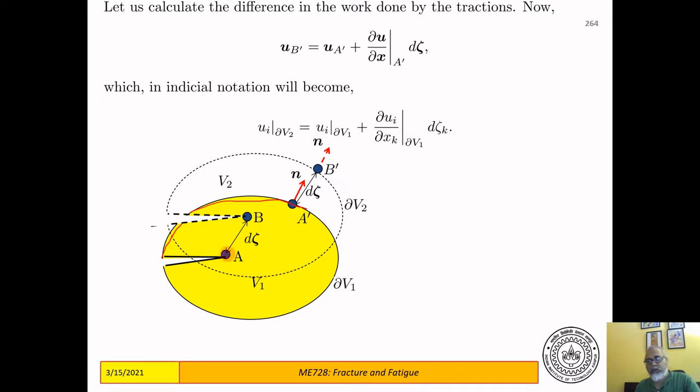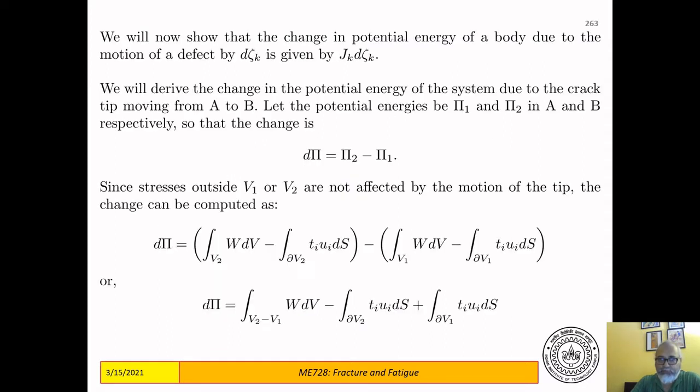It's self-similar crack growth. So that means that this stress field, that is high stress field, that is attached to the crack tip actually moves with the crack tip and has more or less the same shape. What we are going to do now is calculate the change in potential energy of the body between these two states. This is what we had done in case of the energy release rate as well. We are going to calculate this and connect it to the J integral, the J1, J2, J3 values.